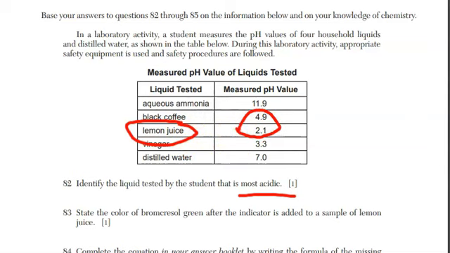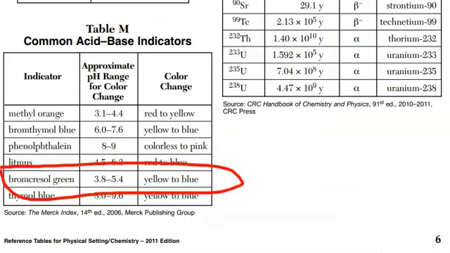Let's go to the reference tables. Here we are at reference table M. I've circled bromcresol green, the range where it changes color, and then the color change. Now, 2.1 was the pH for the lemon juice. If you take bromcresol green and you throw it in lemon juice, you'll notice it's less than 3.8. That means that the color would be yellow.